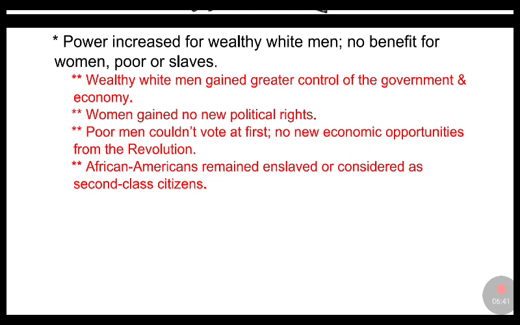So the American Revolution doesn't really change much. It starts to change, but it will take another 100, 120 years before there is more and more equality, which is kind of the big promise of the revolution. But overall, not a big drastic change. Wealthy white guys were in charge before. Now a new group of wealthy white guys are in charge. And that's pretty much it.